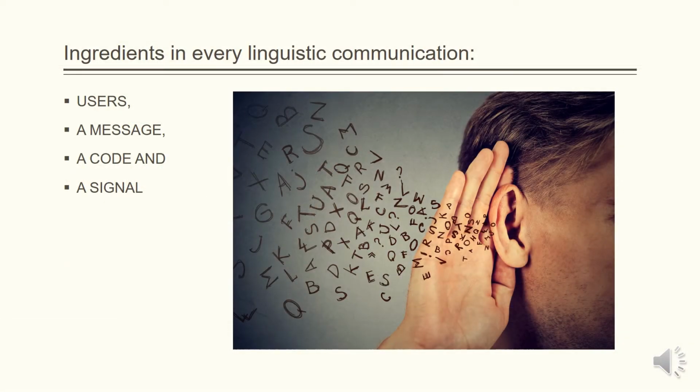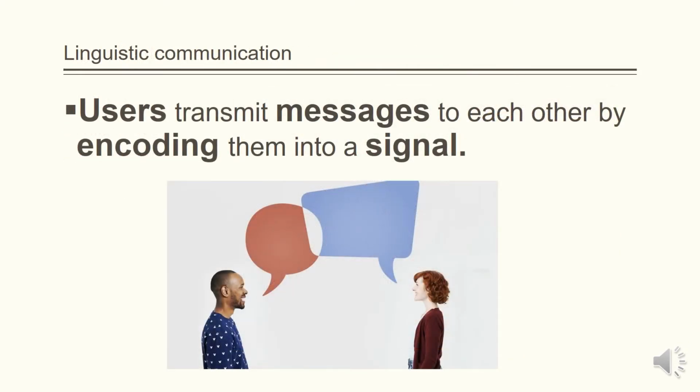As I have already said, the ingredients in every linguistic communication are users, a message, a code, and a signal. Why does he say that? Here we have, according to Hockett, users transmit messages to each other by encoding them into a signal. So there we have the 4 elements: the users, the messages, a code, and a signal.